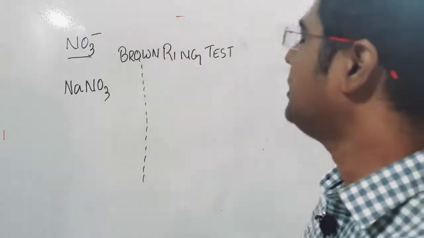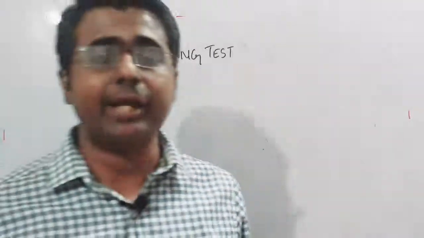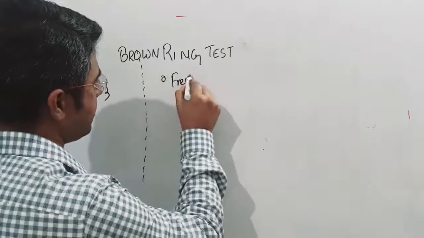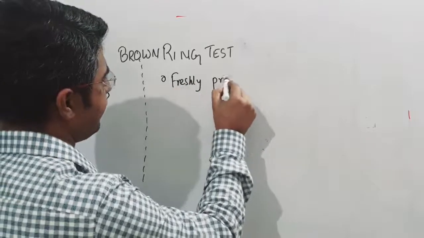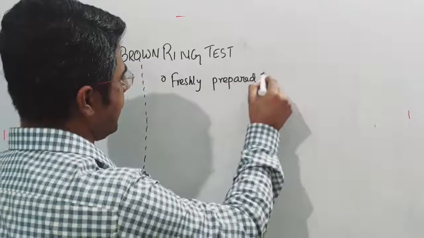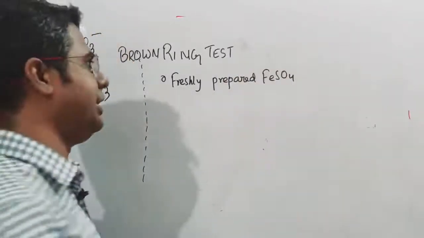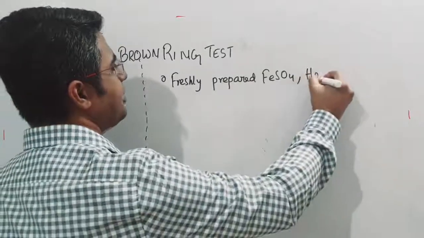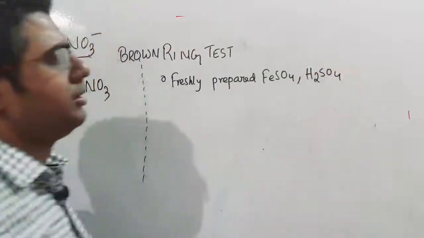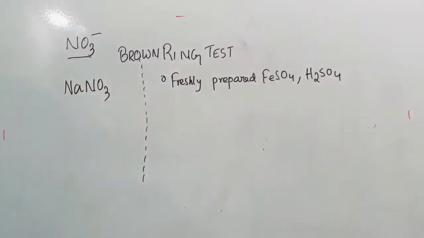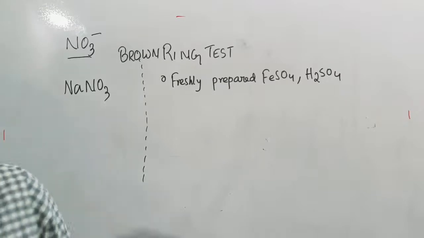So what happens? First of all, in this case we add freshly prepared, please write down, freshly prepared FeSO4. Along with that we also have to add H2SO4. So there is a simple procedure which I will read out to you. First of all, for nitrate, to the salt solution in water, first you add this ferrous sulfate.